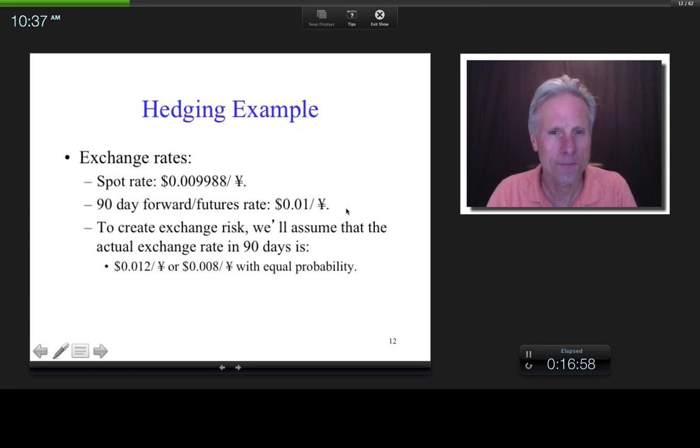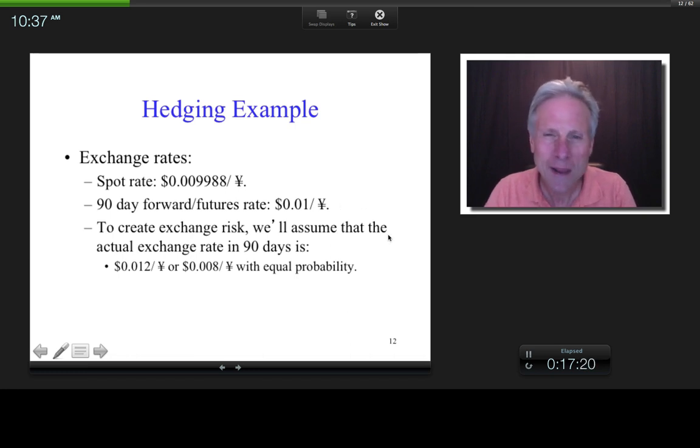$0.01 per yen. Now this and this, the spot and forward and futures, is that data that is available in the real world on a second-by-second basis? It is, right? All you have to do is just get on your computer and you'll see what the current exchange rate is right now, and you'll see what the current futures or forward rate is right now, etc., etc.